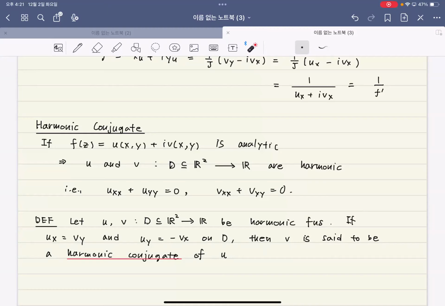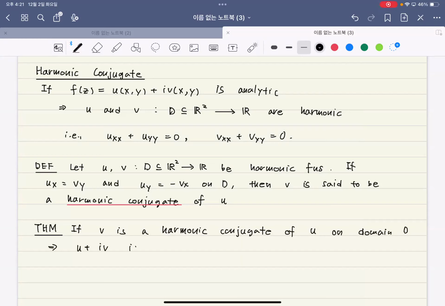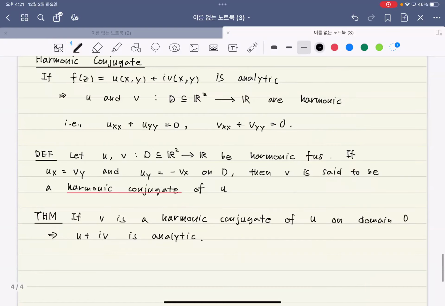The most obvious corollary of this definition, which can be derived directly from the definition, is that if v is a harmonic conjugate of u on domain D, then u plus i times v is analytic.